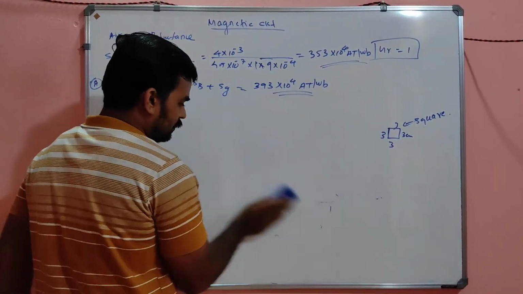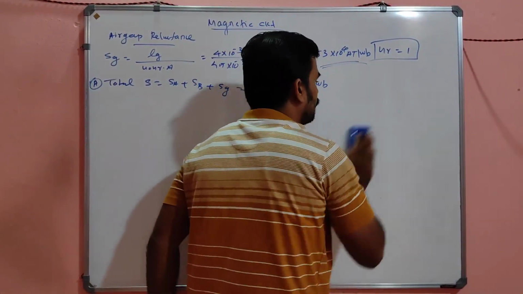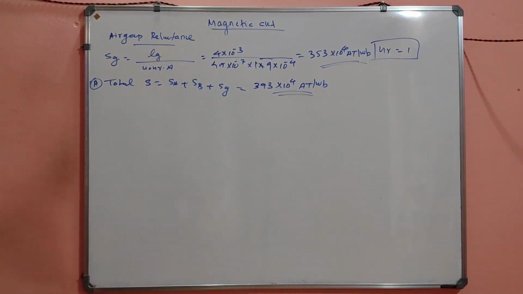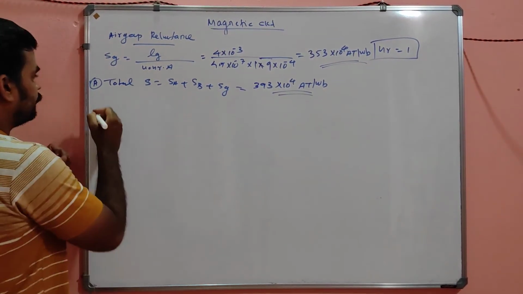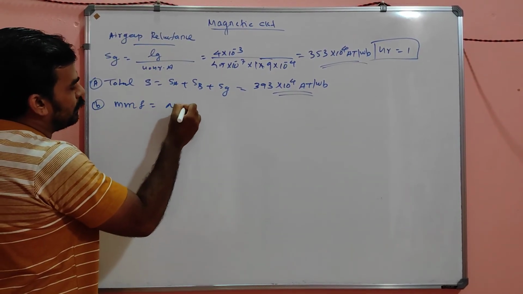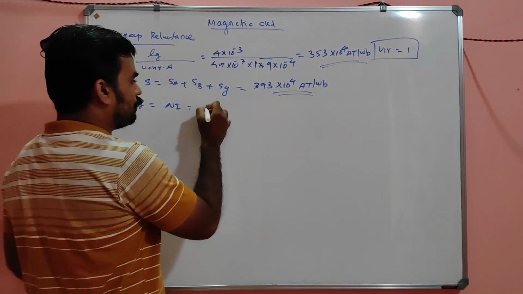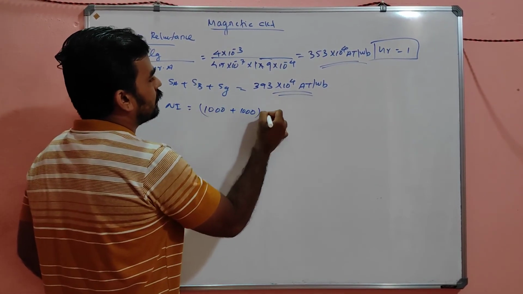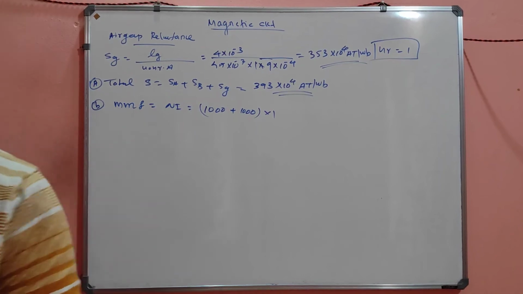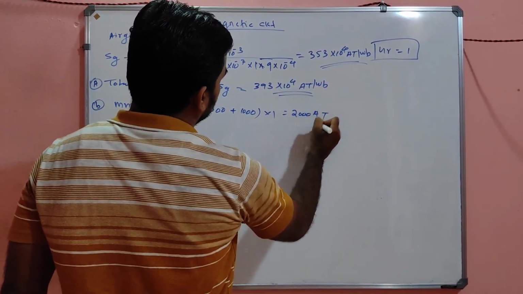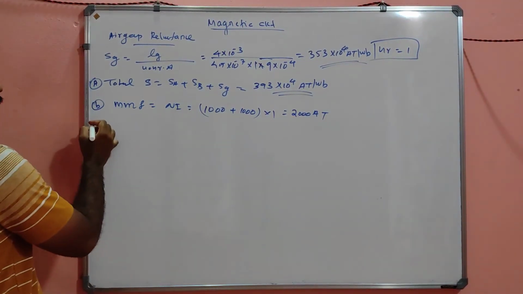Now there is no need for the remaining answers. Next you have to see what the MMF is. Part B, MMF. MMF is nothing but N into I. How many turns are there? 1000 on one side and 1000 on the other side, with a current of 1. So it will be 2000 ampere turn. The unit is very, very important, my dear.